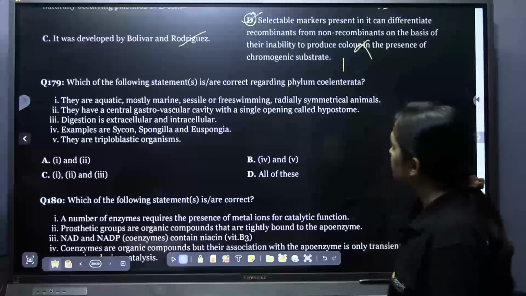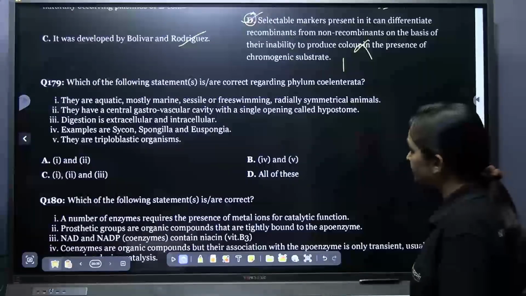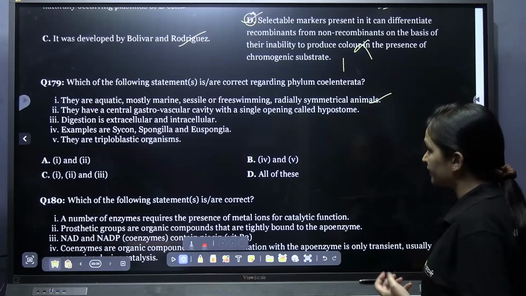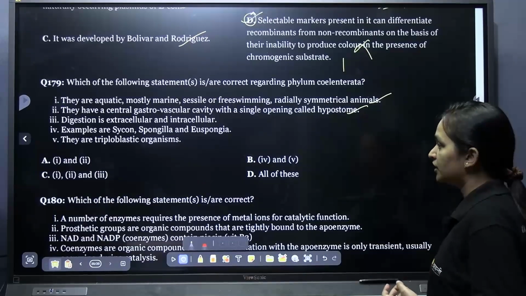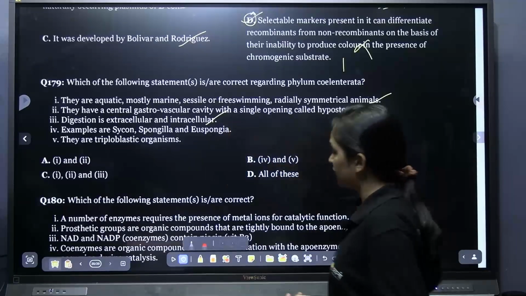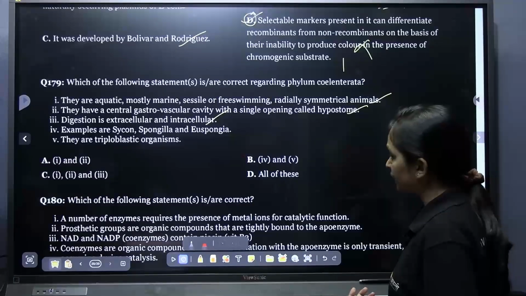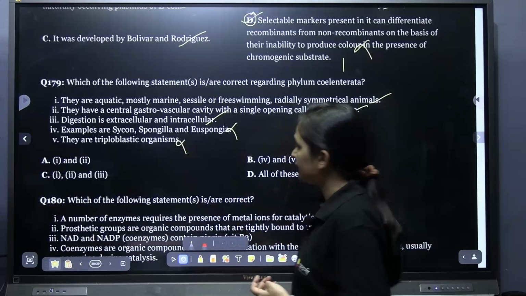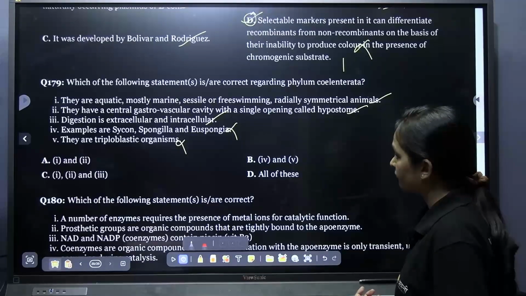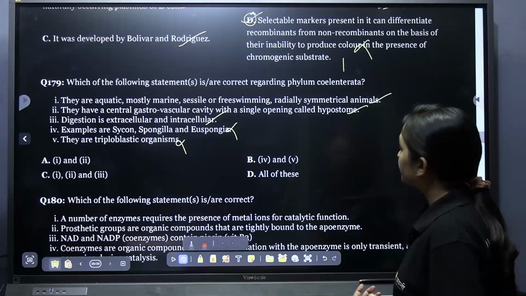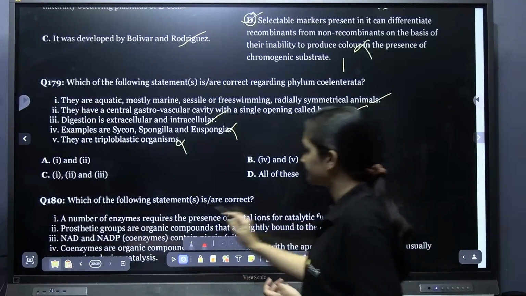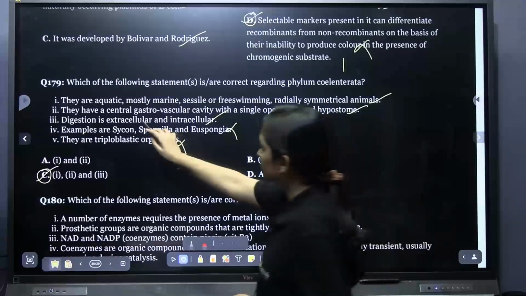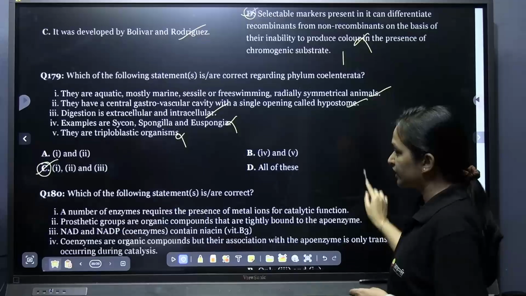Which of the following statements are correct regarding phylum Coelenterata? They are aquatic, mostly marine, sessile or free living, radial symmetry. Yes, this is true. They have central gastrovascular cavity with a single opening called hypostome, correct. Digestion is extracellular and intracellular, correct. Examples are Sycon, Spongilla and Euspongia. No, it is Porifera. They are triploblastic. No, they are not triploblastic, they are diploblastic organisms. So we need to find the correct ones. A, B, 1, 2 and 3 are correct. No, C. This one, digestion is extracellular and intracellular, this statement is also correct. So C is the correct answer.